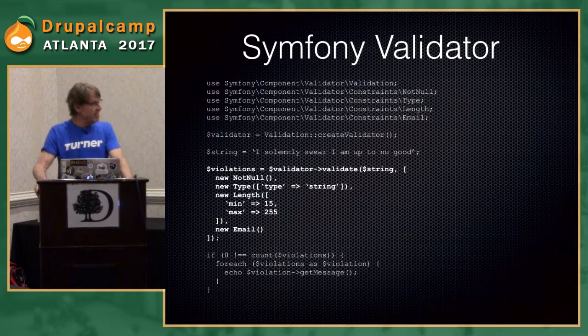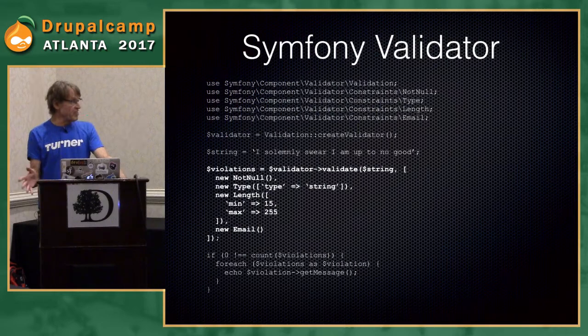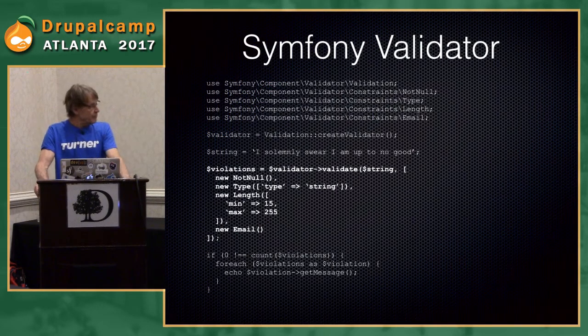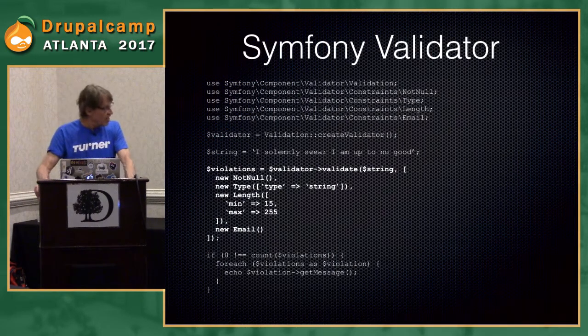So we call validate. Then we just pass constructors for the different constraint methods along to the validate method, excuse me. If any of these don't pass, they will throw violations. And so we check after we're done. We check to see if we've got any violations. If we've got violations, we can report them, do something, throw exceptions. That's probably what I would do in that case. But that's how those work.